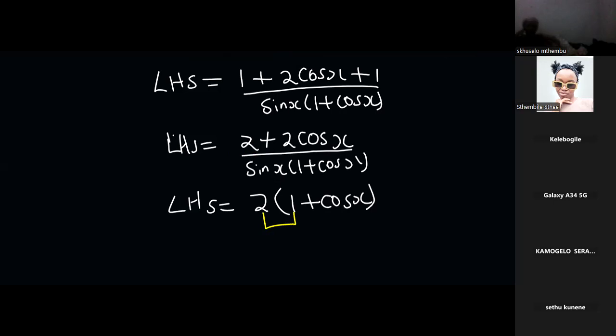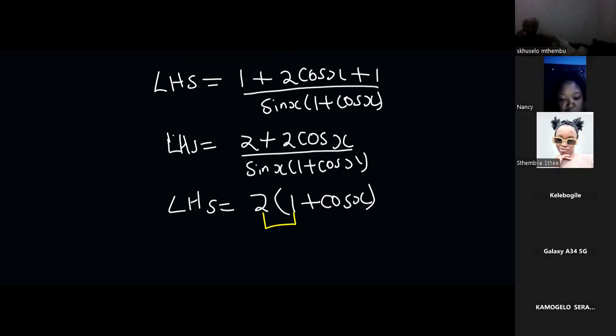No question, sir. Okay. You divide by the denominator, so don't do anything to the denominator. Just write it as it is: sin x into 1 plus cos x. So when it's like this, it's very easy.